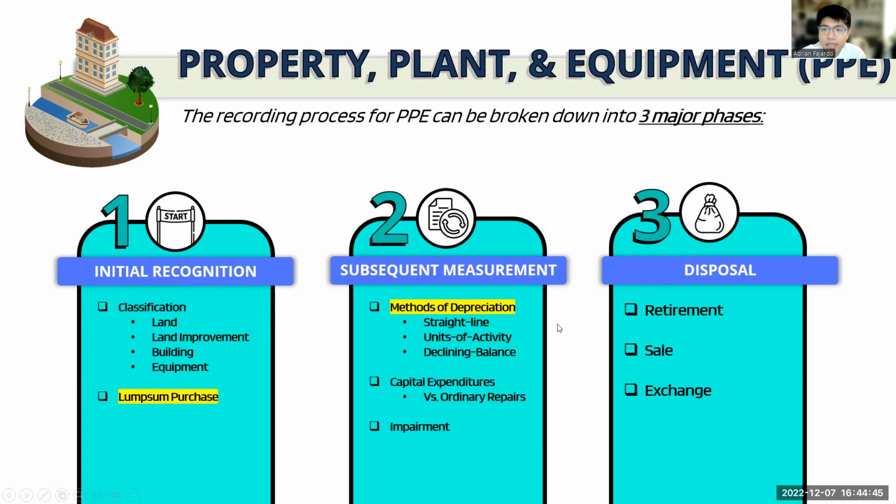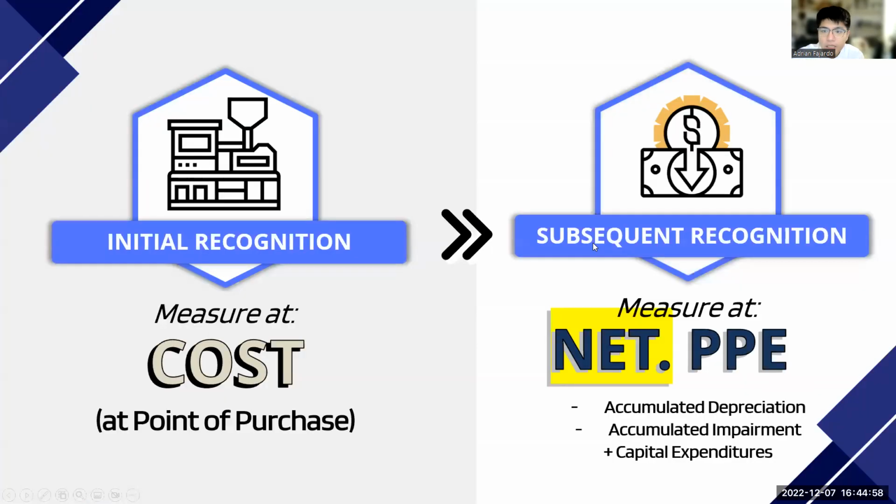Retirement, sale, and exchange, right? So again, very similar to cash, very similar to receivables. But in essence, it can be broken down to initial recognition, subsequent measurement, and then finally disposal. And honestly, the greatest takeaway that I want you to remember for today's lecture is that in initial recognition, all property, plant, and equipment are measured at cost at the point of purchase. So initial recognition, it will be recorded at cost.